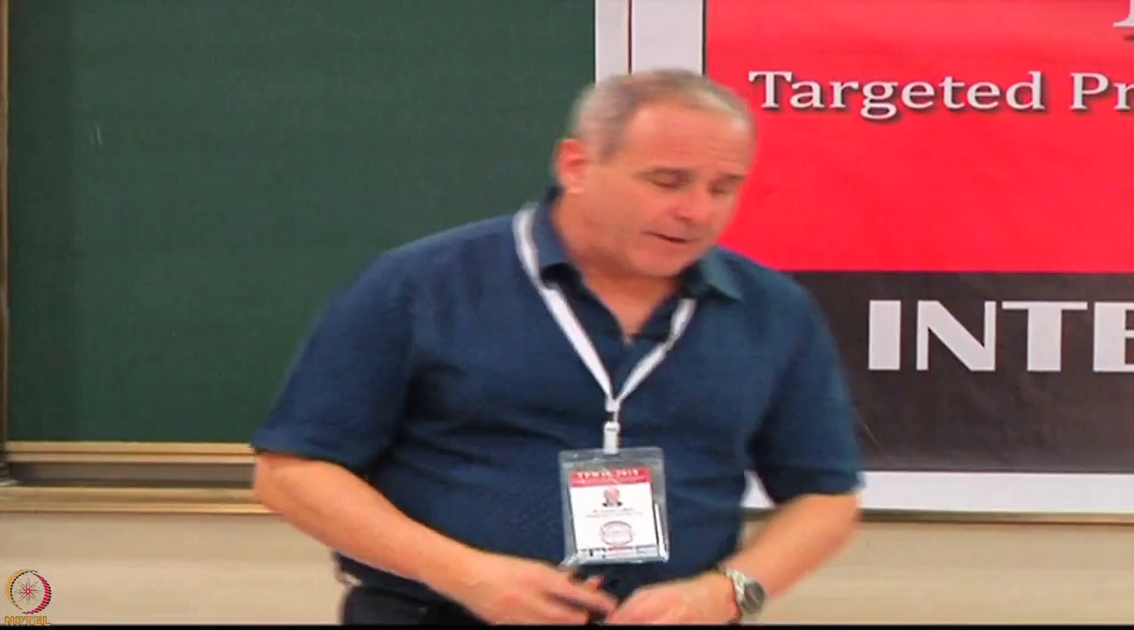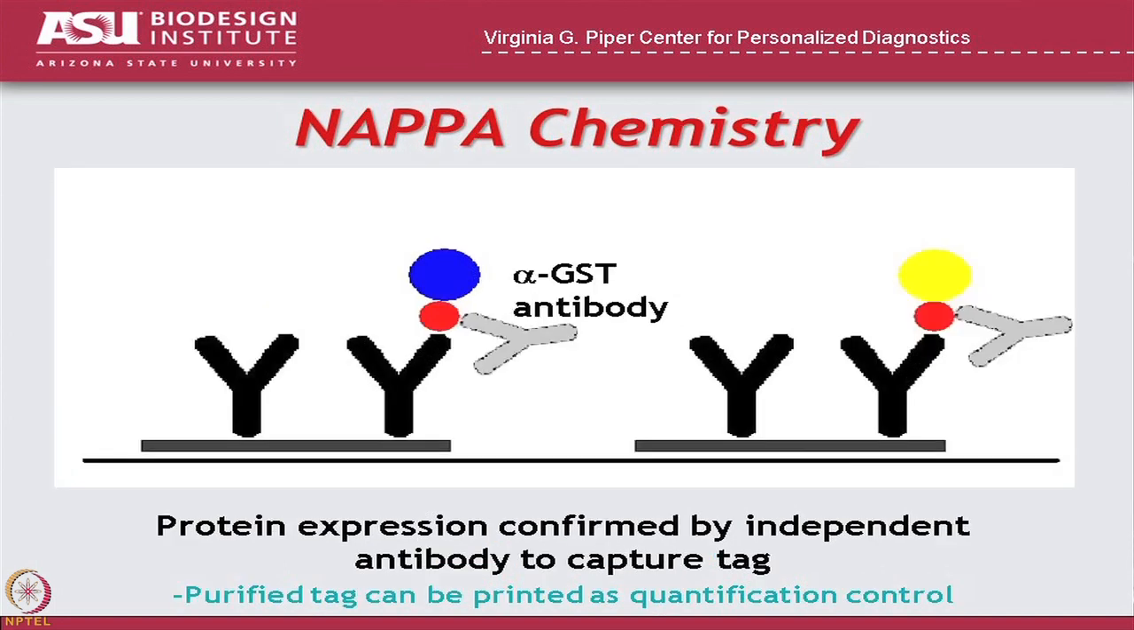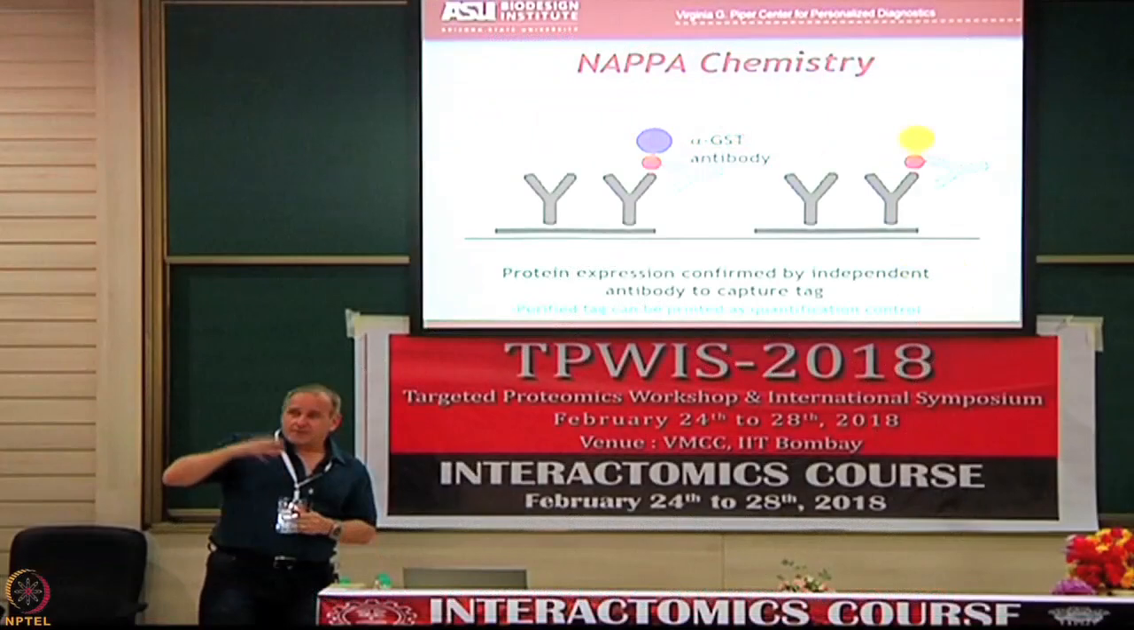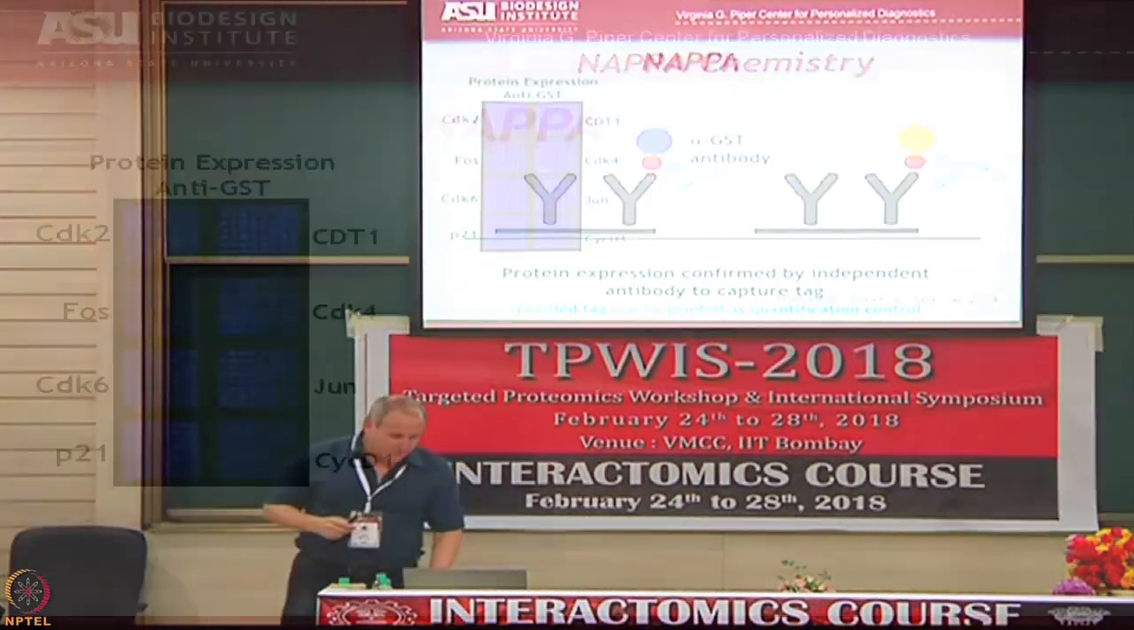So this is the idea behind NAPPA. In the case of NAPPA, what we do is we print the gene on a plasmid, we add cell-free extract that makes the protein, and this is meant to show that we have the protein in blue and the GST tag in red. And then here's a different protein in yellow and a GST tag in red. So we make this at the time of the experiment, and then what's going to happen is that the GST is going to get captured by the anti-GST antibody, and now you're displaying the protein on the surface. So it flips upside down so that the protein part is what's facing up. Make sense?